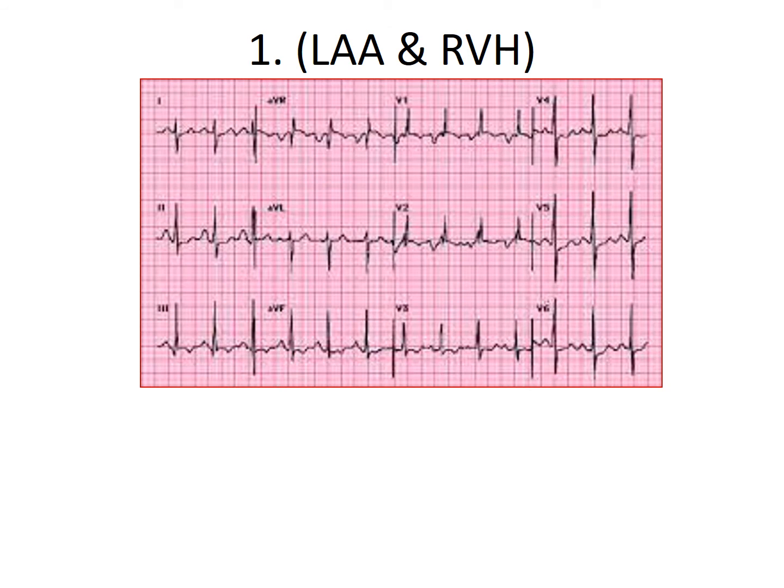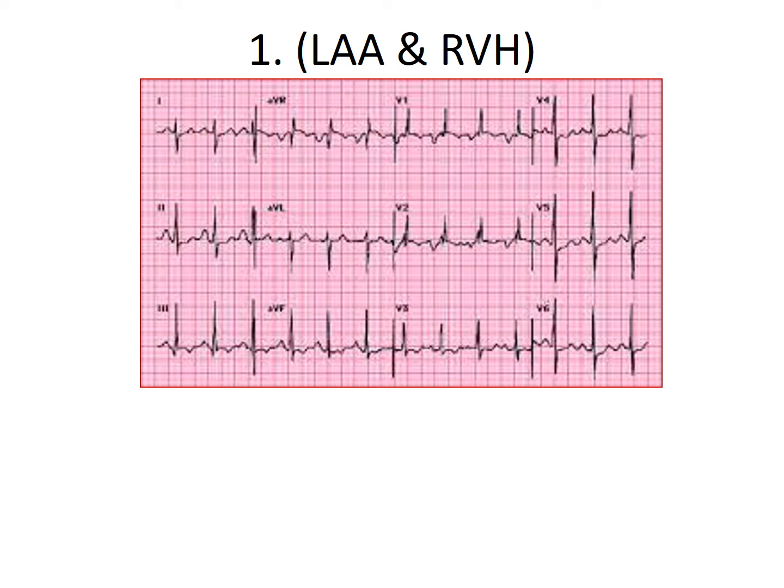What about the other ECGs? ECG number 1 shows evidence of left atrial enlargement and right ventricular hypertrophy. Both can occur in mitral stenosis. Left atrial enlargement is detected in this ECG by a predominantly negative terminal portion of the biphasic P wave in V1.